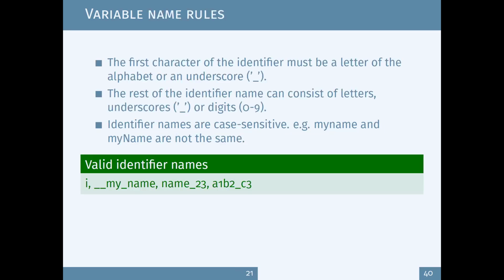So in Python, when you are creating variable names, these are the rules that you need to follow. What are the rules? The first character should be a letter or it could be an underscore. After the first character, from the second character onwards, you can have letters, underscores, and digits, the numbers. So that's very important.